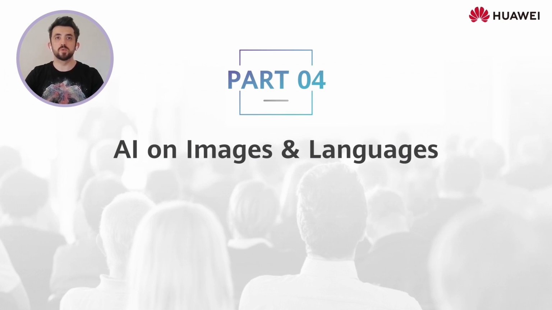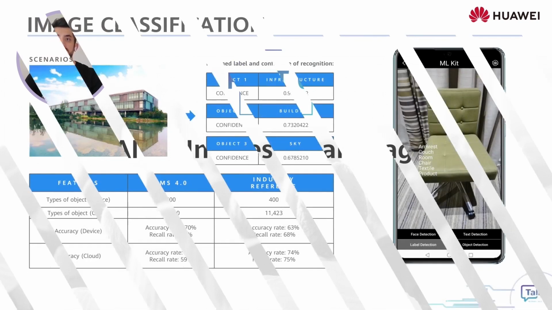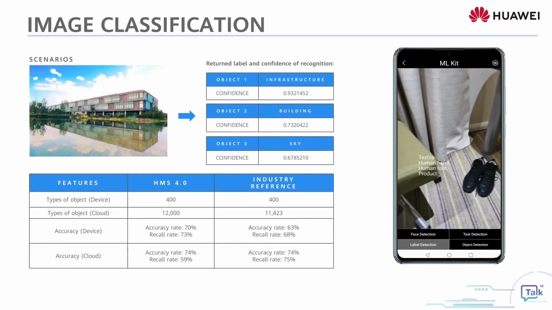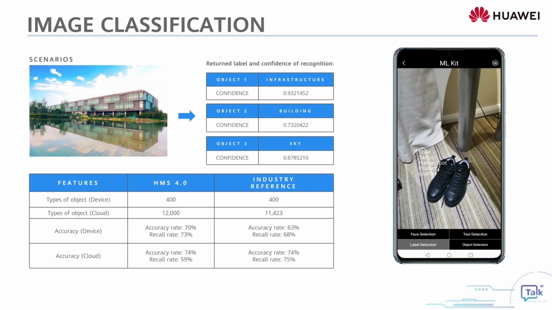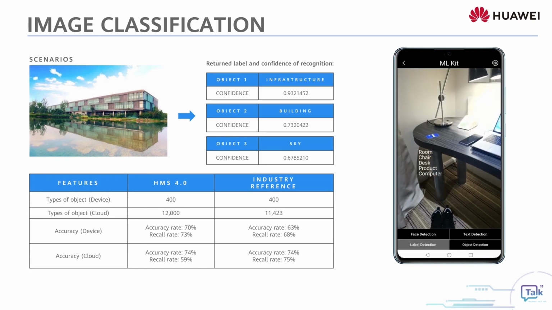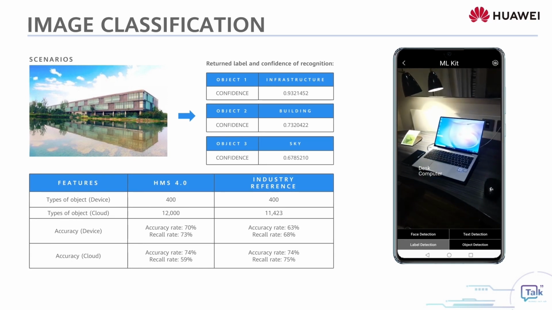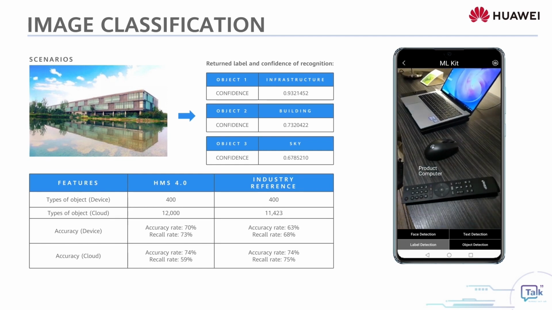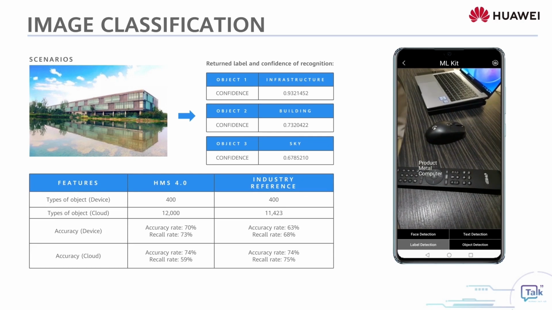Now, let's have a look at what we can do with images and languages with Huawei ML Kit. Image classification service can classify entities in images, such as people, objects, environments, activities, or artwork. You can see how it works in a short video on the left. At present, this service can support both cloud and real-time detection. Now, let's have a look at our demo.